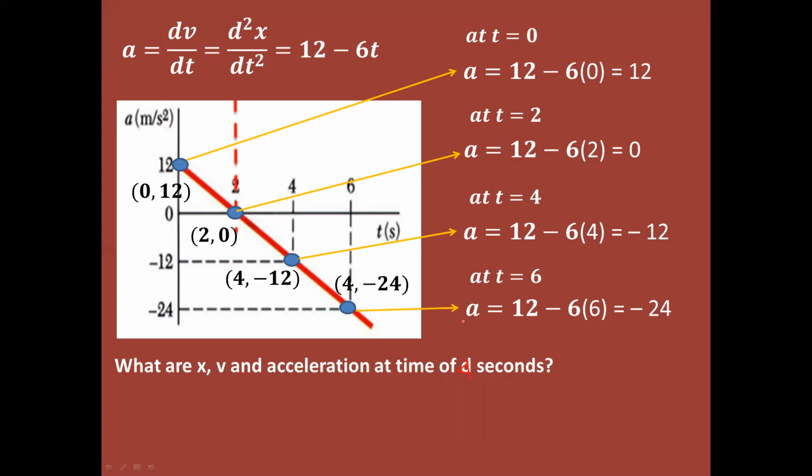And for the confirmation, time of 4 seconds, x maximum is equal to 32 meters. So you can see this from our previous slide. x maximum or distance is 32 meters, and then the velocity is equal to 0. Acceleration is negative 12 meters per second squared.